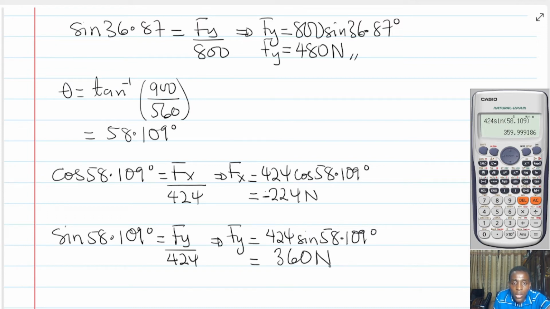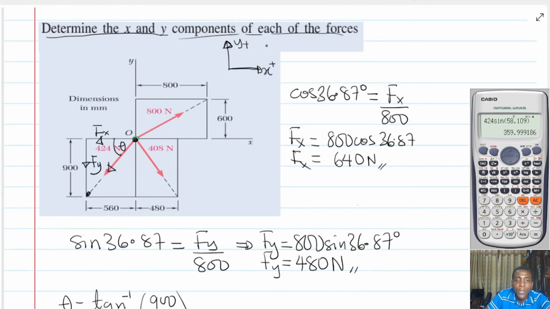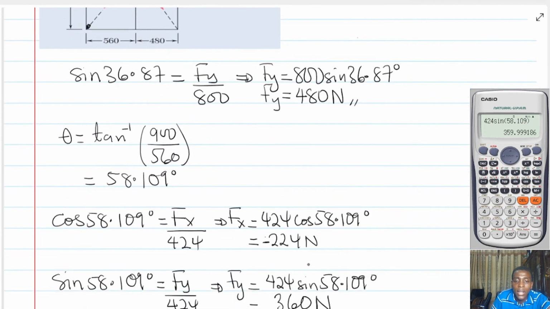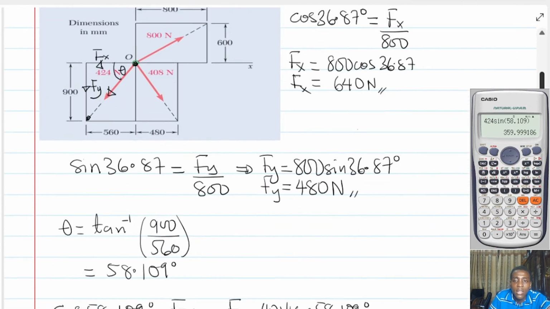360 newtons. But look at something here. We said that every force going up in the y direction like this is positive. Here we have a force coming down, and so we are going to negate it, and that is going to be minus 360 newtons. Okay, so we've been able to resolve this force into x and y components.